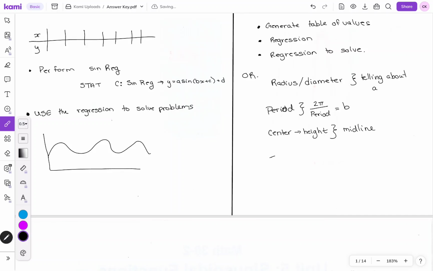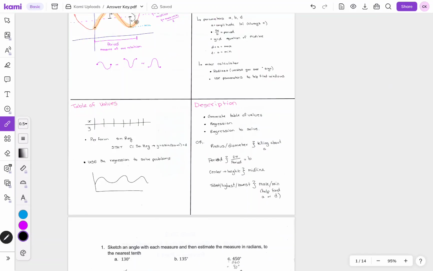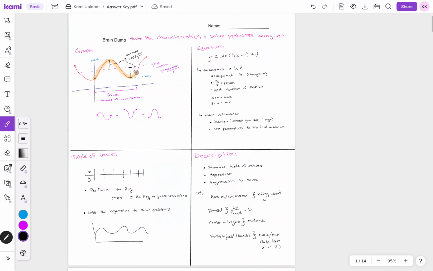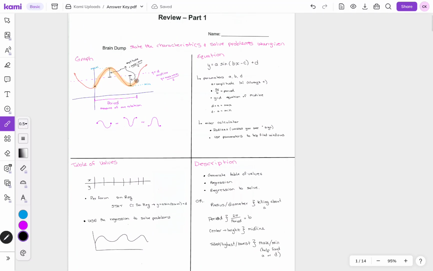It could talk about the tallest, highest, lowest, any of those types of words. This is telling you about the max or min, which you can use to help find your amplitude or midline. Alright. So there we have it. Those are kind of all of the things that we're looking for in this one.